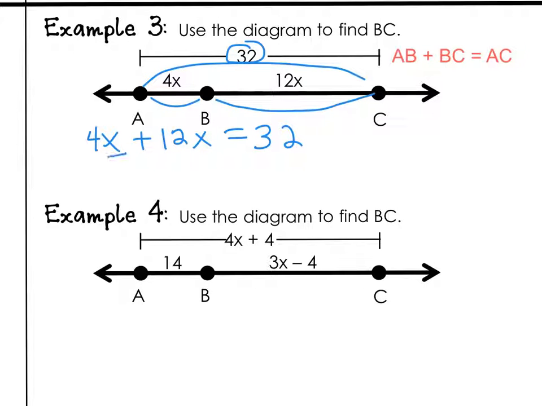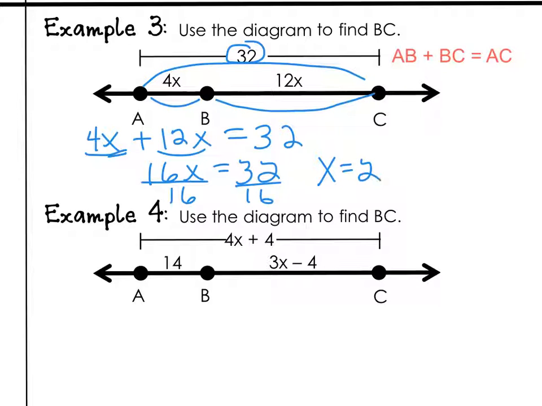When we have two like terms, we can combine them. 4x plus 12x is simply 16x equals 32. Now to find our value of x, we divide by 16 on both sides. That gets us x equals 2. But that does not answer our question. We have to go back to the question, and it tells us to find BC. Remember, BC is actually 12x. Since x is equal to 2, we substitute that in there, and now we find that BC equals 24.